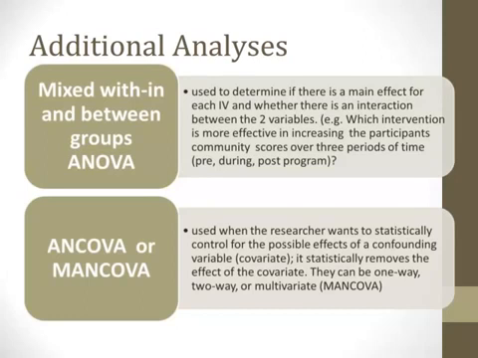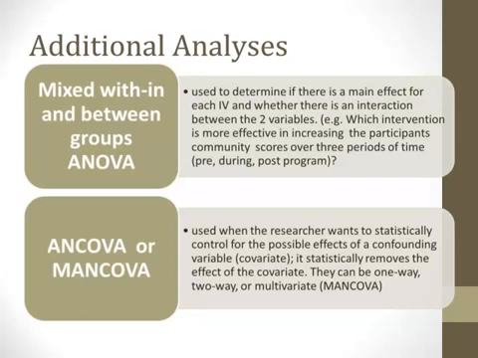So the researcher is interested in looking if there is a main effect in the independent variable and also an interaction effect between the two variables. So in this case, the researcher may ask which type of program is more effective in increasing participants' community scores across 3 periods of time. Prior to the program, or at the beginning of the program, during or in the middle of the program, and then after the program. So sometimes a researcher may want to mix the repeated measures and the one-way ANOVA or two-way ANOVA we talked about, and this is called a mixed within between group ANOVA.